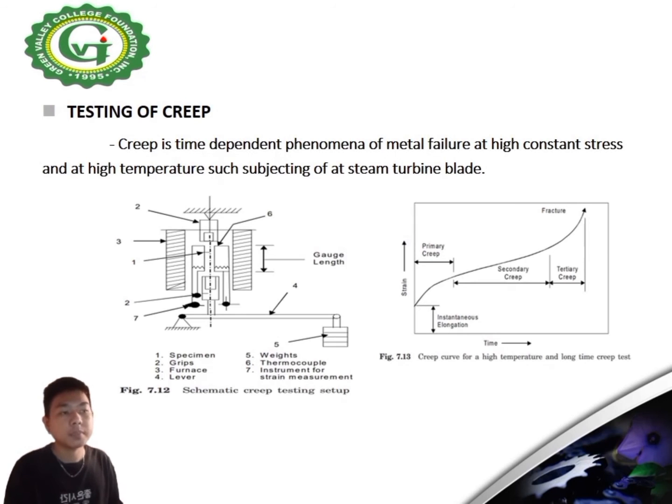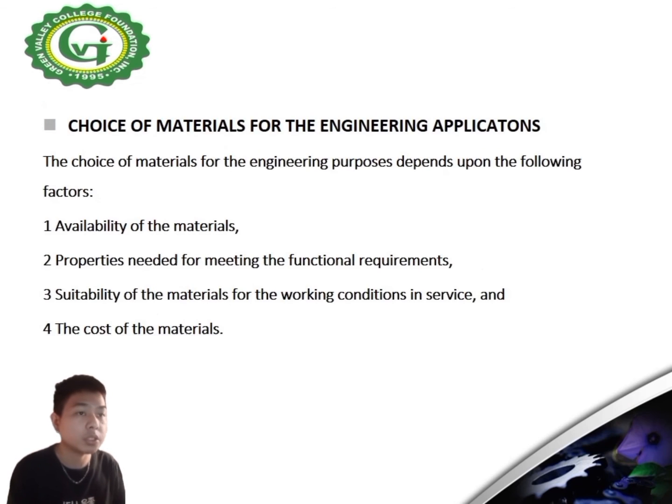So testing of creep. Creep is a time-dependent phenomenon of metal failure at high constant stress and at high temperature, such as in a steam turbine blade. When a metal part is subjected to a constant stress at high temperature for a longer period of time, it will undergo a slow and permanent deformation or form a crack which may further propagate towards creep failure.